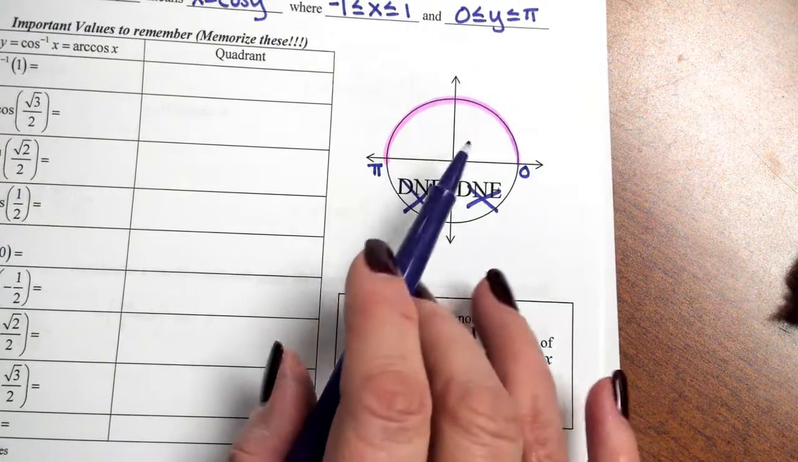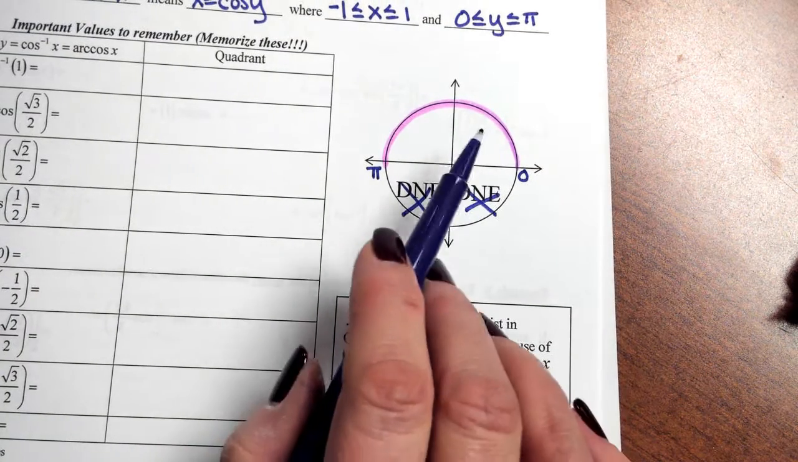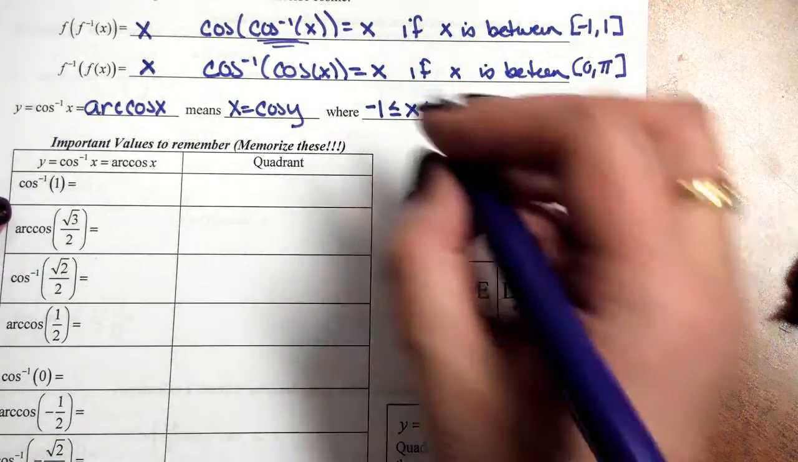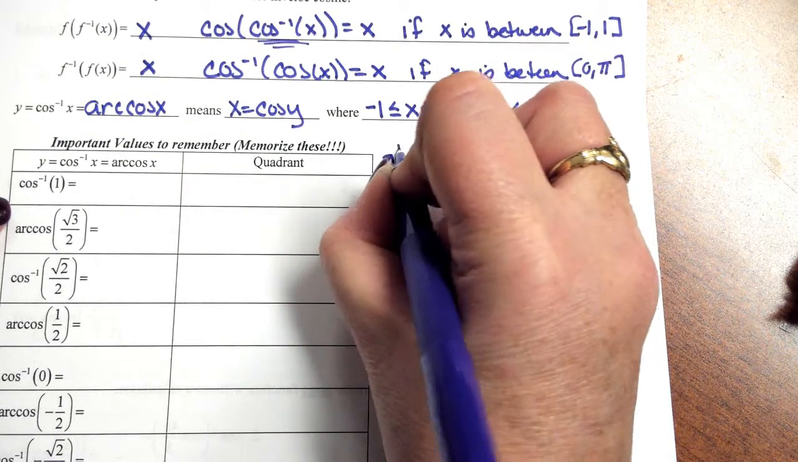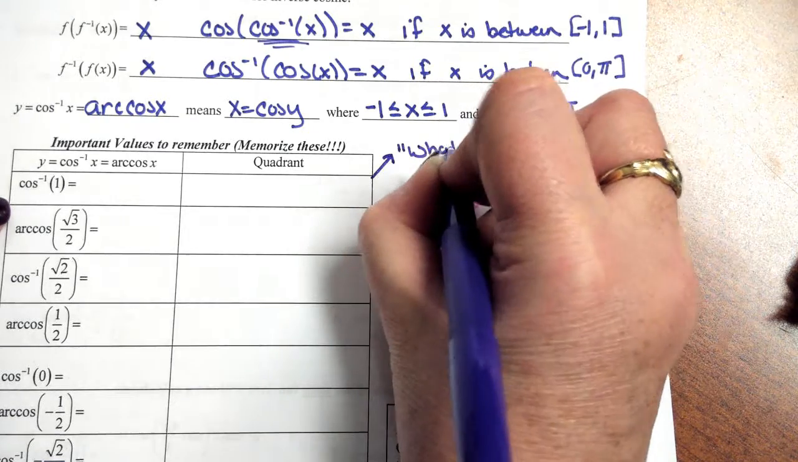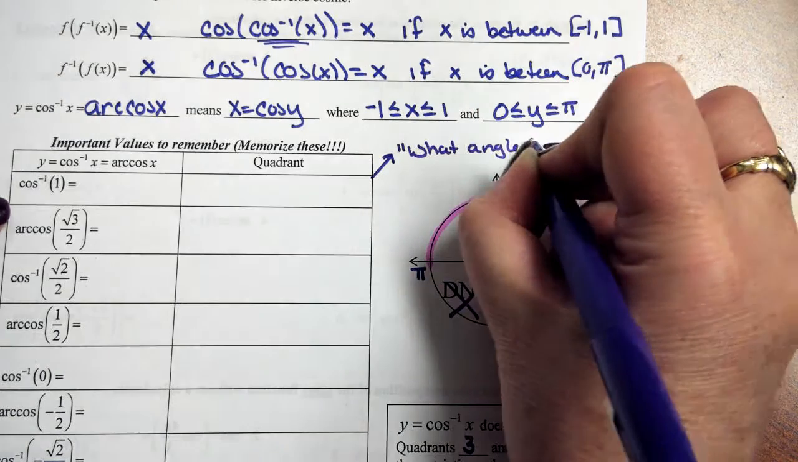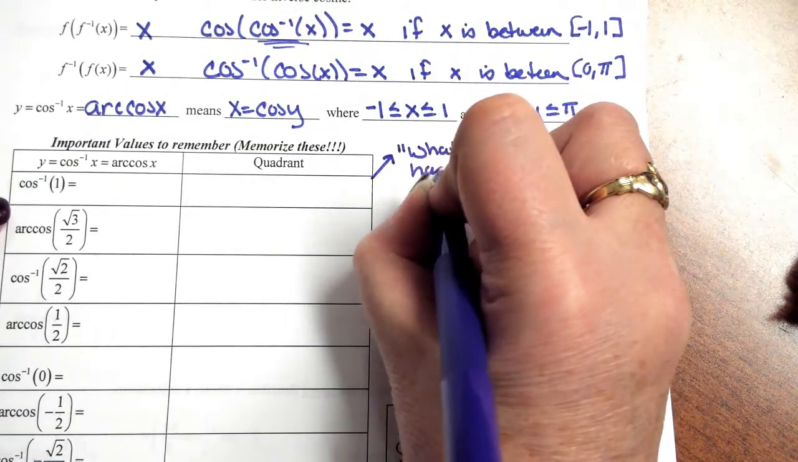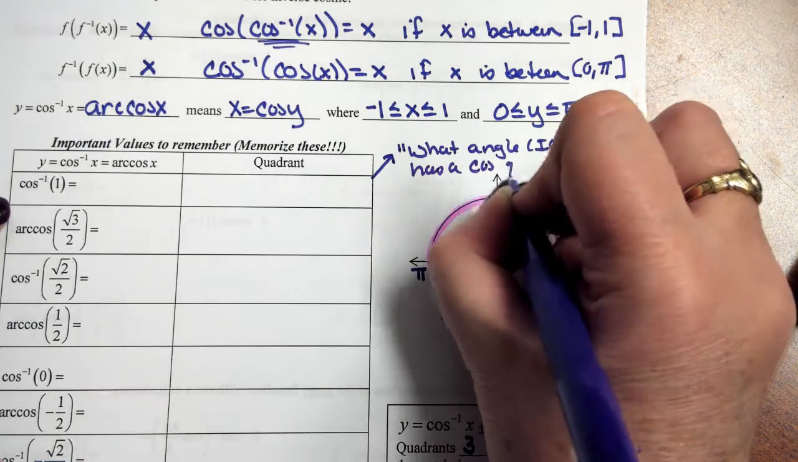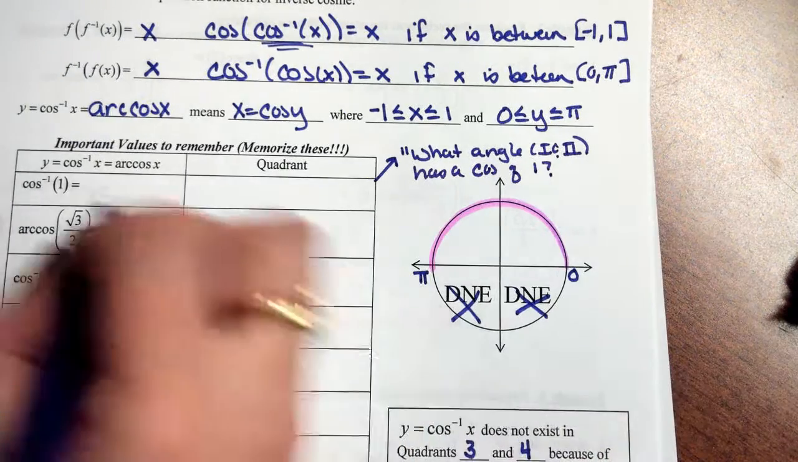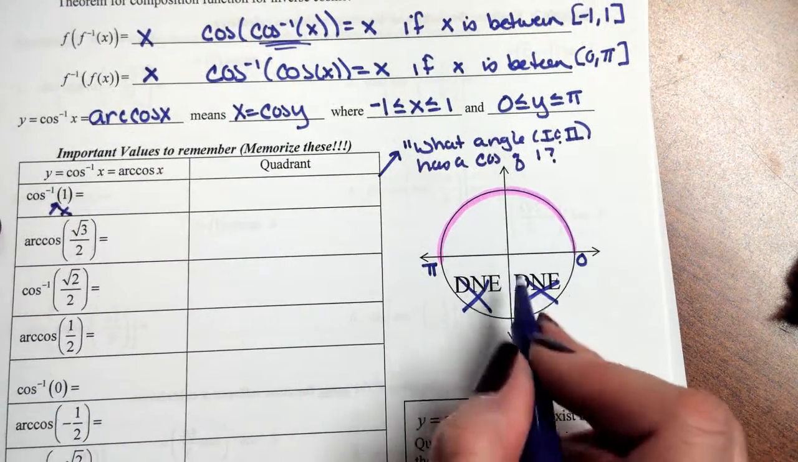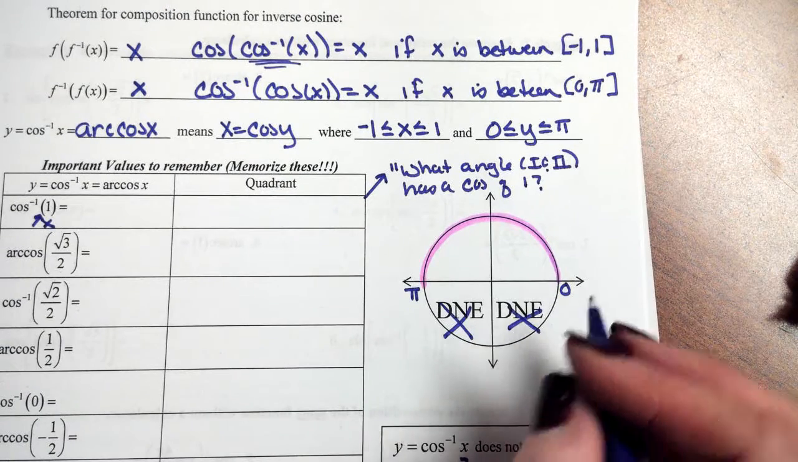So remember, inverse sine, you're in 1 and 4. Inverse cosine, you're in 1 and 2. So inverse cosine of 1, again, just like for inverse sine, the question you're asking yourself, what angle? And again, you can only be in quadrants 1 and 2, has a cosine value of 1. Remember, cosine is now your x-coordinates. So you're looking at the x-coordinates from the unit circle.